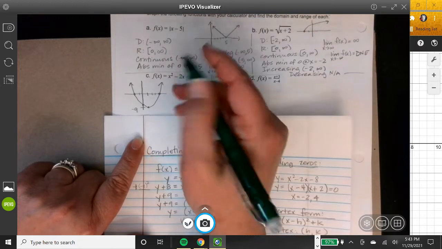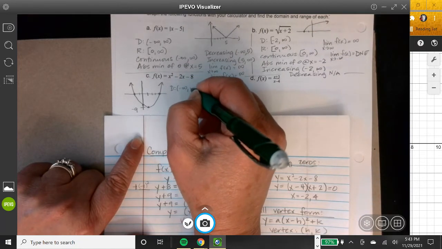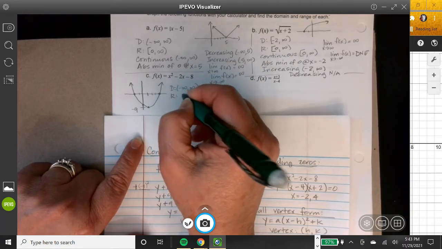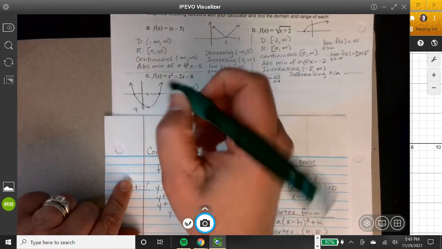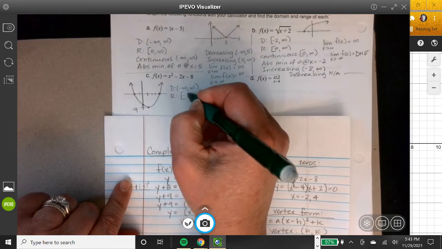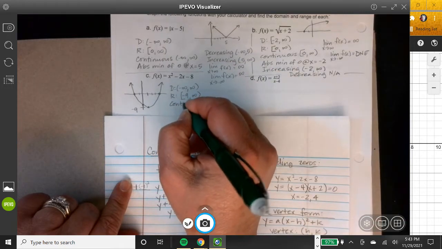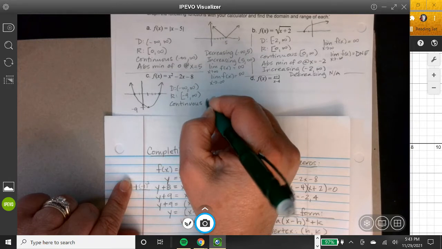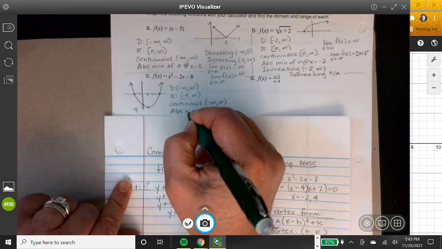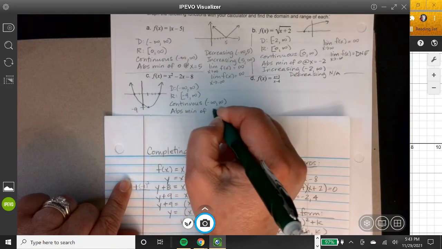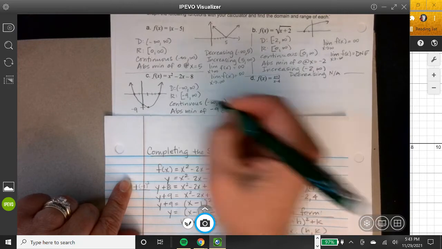Okay, now we can do the domain. The domain we already know is negative infinity to infinity. The range here is given to us by our vertex. When do we start hitting y values? We start hitting them at negative 9. So this is inclusive of negative 9 to infinity, the range. This is continuous from negative infinity to infinity. It's got an absolute min of negative 9 at x equals 1, because this is 1.